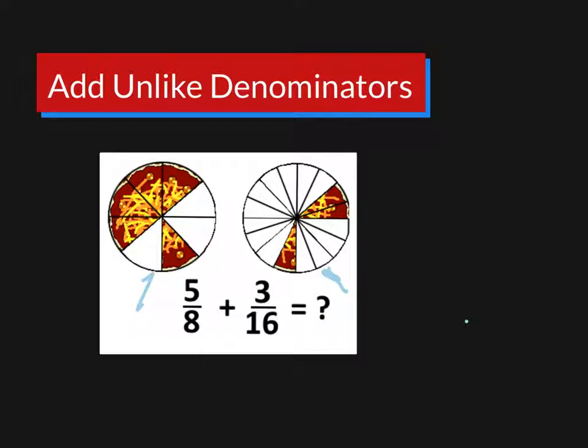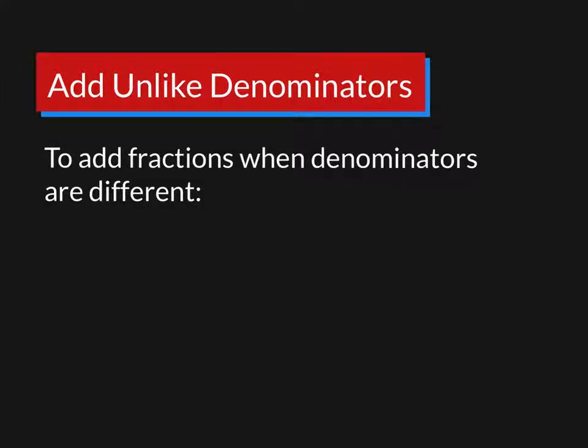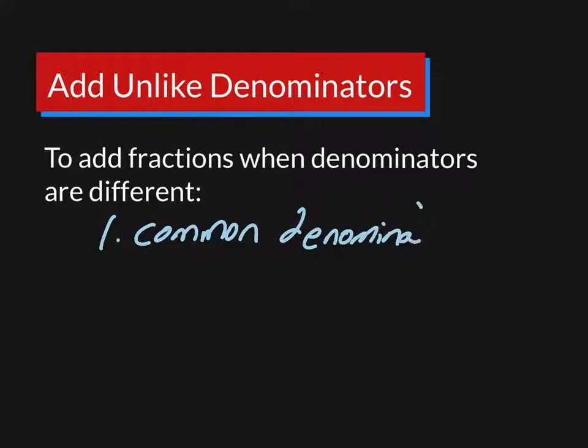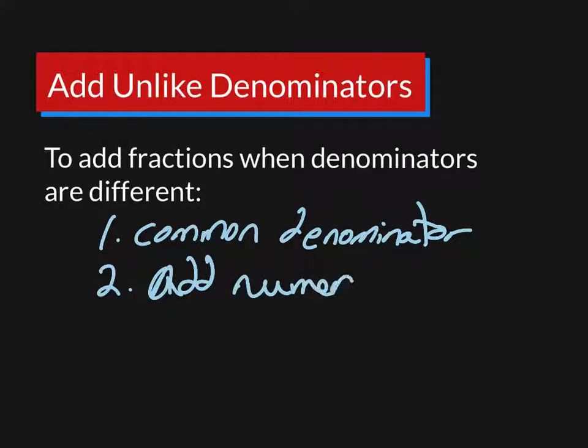So the first thing you're going to do when you add fractions with different denominators is cut the pizzas into the same number of slices. So to add fractions when the denominators are different, the first thing you're going to do is find a common denominator and make equivalent fractions. Then you're going to add the numerators. Obviously, the denominator will stay the same.